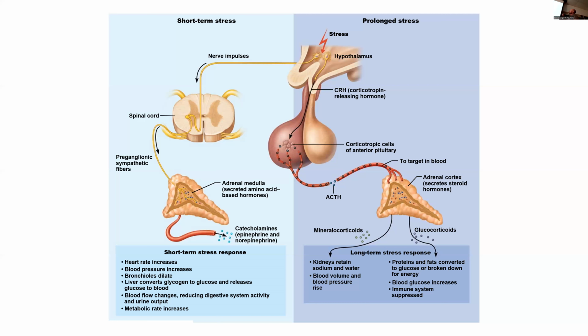On the other side, we have a longer stress response, and that is regulated here by the hypothalamus, but now sending messages to the anterior pituitary, which releases this other hormone called ACTH, which finds its way to the adrenal cortex. And then we have this long-term stress response regulated by these glucocorticoids and somewhat by the mineralocorticoids. Specifically, we're going to keep breaking down proteins or fats to produce more glucose to recover from the stressor.